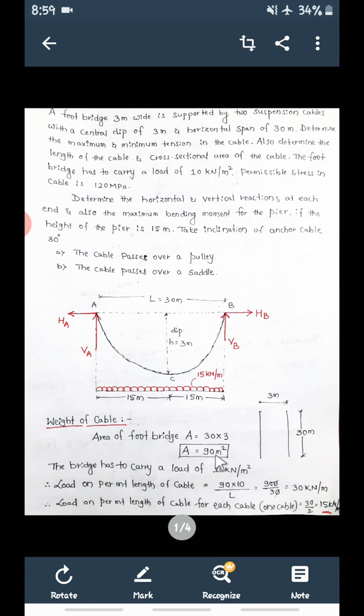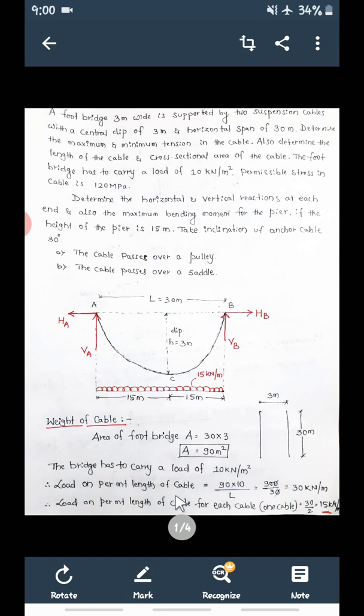So 90 meter square is the area. So for 1 meter square, how much load? 10 kilonewton. So 10 into 90 divided by the horizontal span here. For every 1 meter area, what will be the load? 10 kilonewton. So the area is 90 now. So 90 into 10 divided by this span. So you'll get 30 kilonewton per meter.